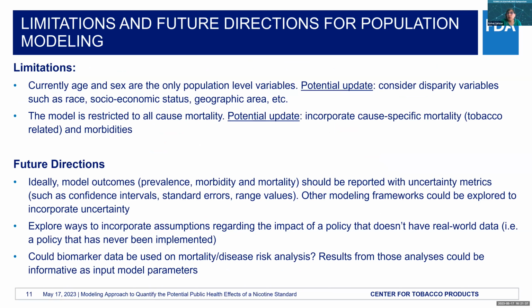I would like to finalize this presentation pointing out some limitations and future directions for population models, in particular for the DPN model that I presented today. In terms of limitations, the DPN approach considers age and sex as population level variables, and a potential update could be considering disparity variables such as race, ethnicity, socioeconomic status, and geographical data. Also, the model is restricted to all-cause mortality. Therefore, incorporating cause-specific mortality and morbidity data is a potential update.